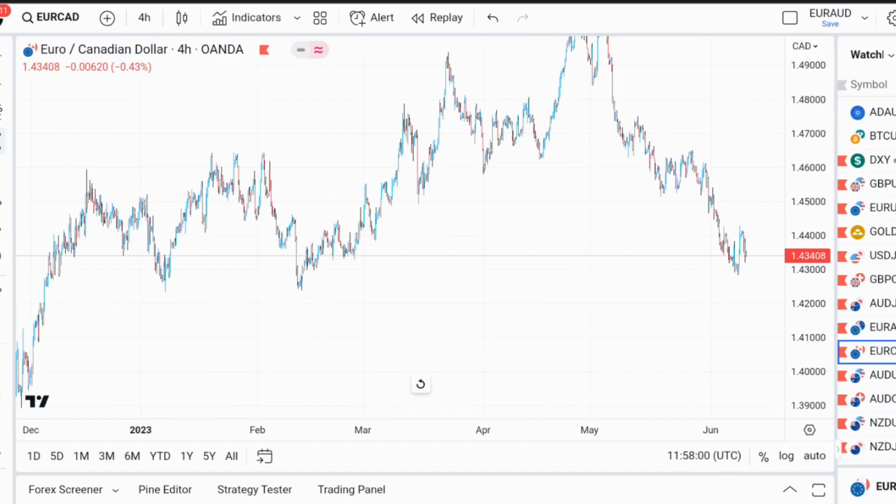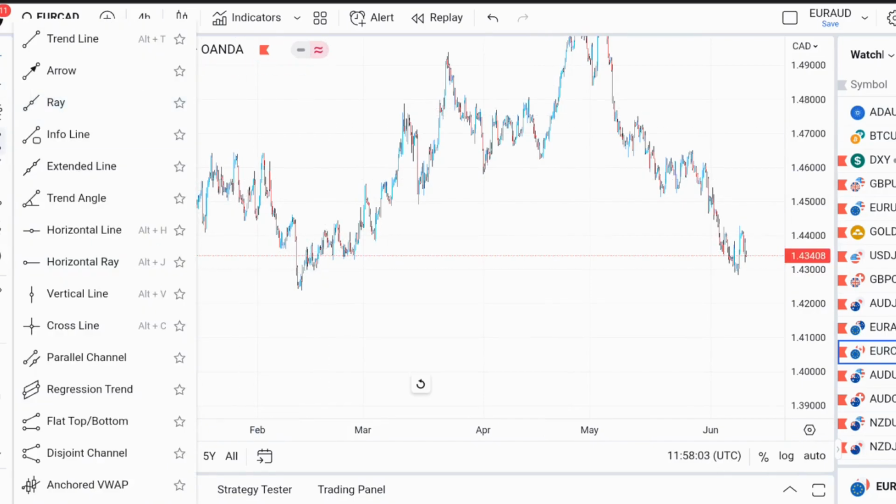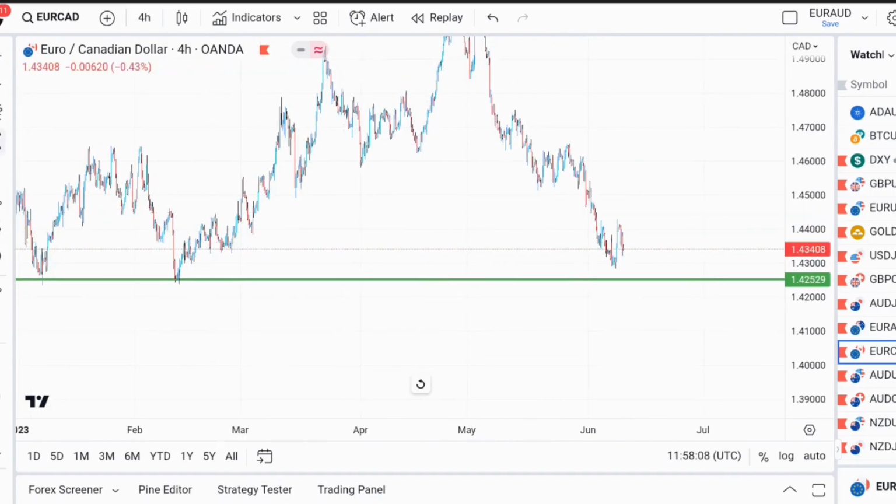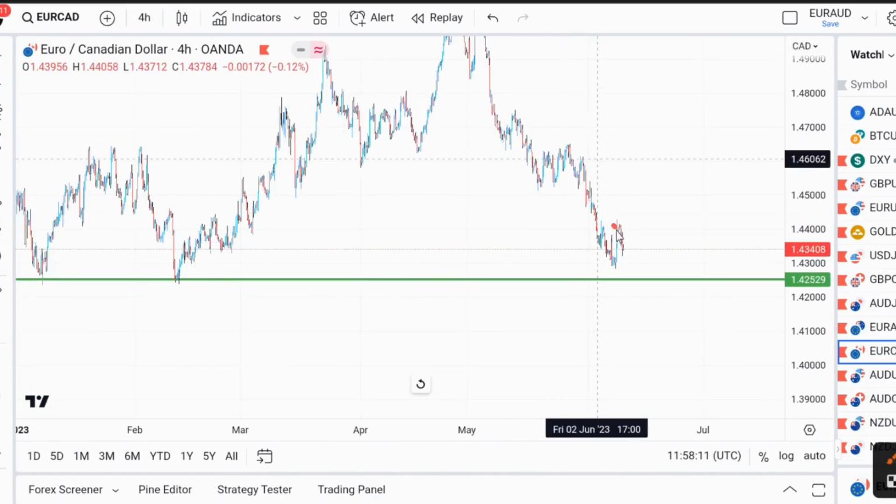So I still think Canadian dollar strength will continue to play out over the next couple of days. So let's see how it goes. We might see a move to this area, then we can see a bounce from this support level to the upside right here. So let's see how it goes on Euro Card.